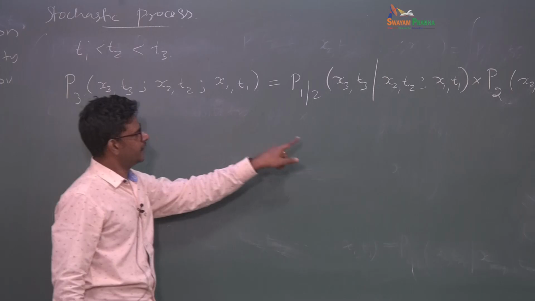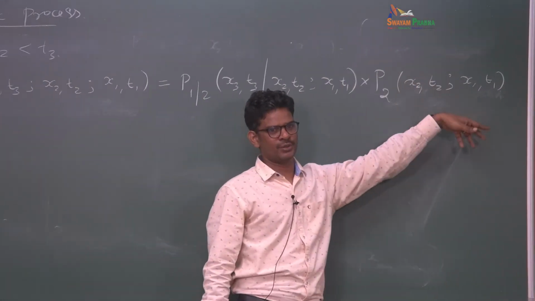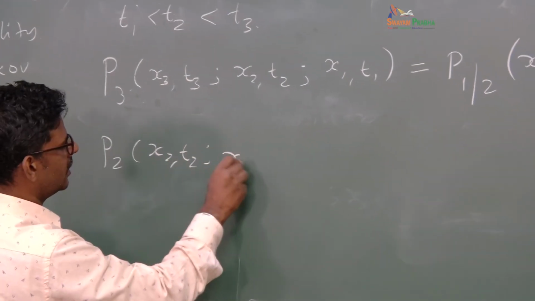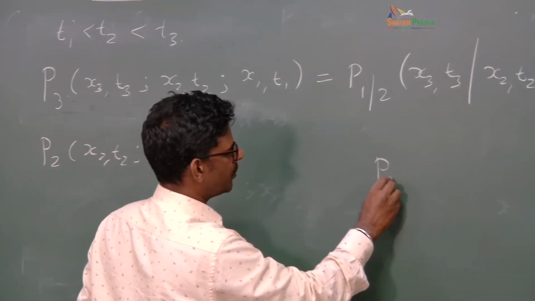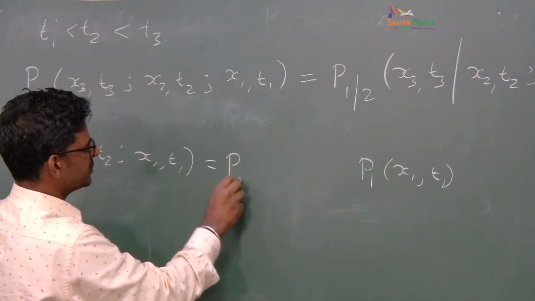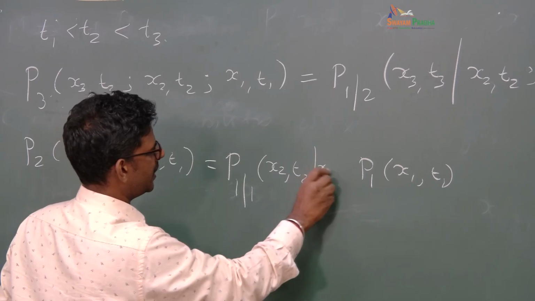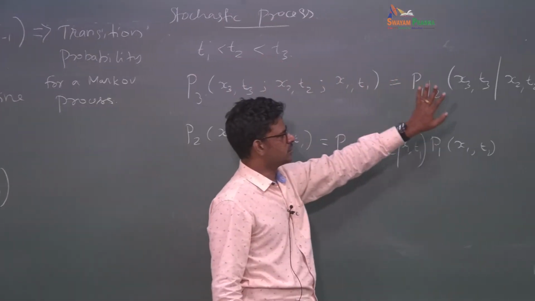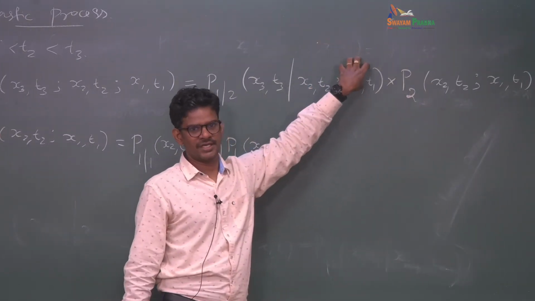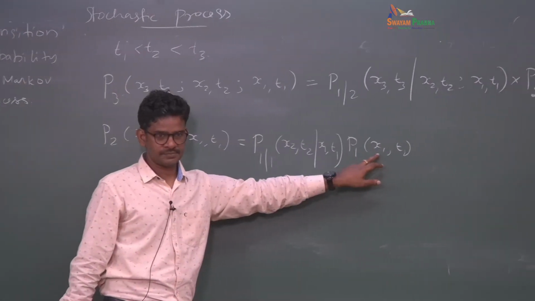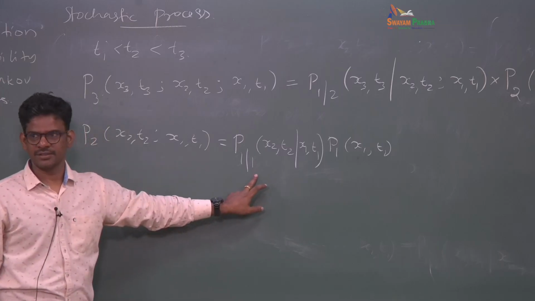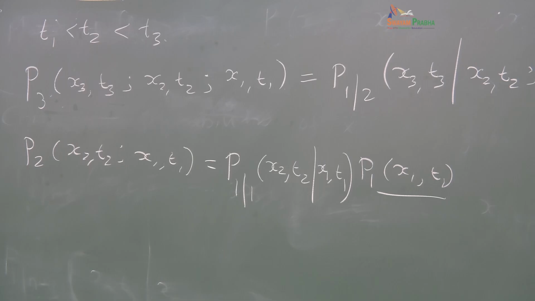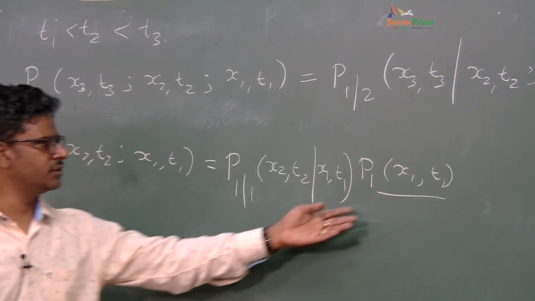Now, like I have split this, I can also split this, isn't it? I can also write this 2-point distribution as a 1-point distribution times a conditional probability. So, let me write P2 of x2, t2, x1, t1. I can also write this as the probability of a single point, P1 of x1, t1, times the transition probability conditioned at x1 and t1. So, what we are saying here is that a 3-point distribution is written in terms of a 2-point distribution and the corresponding conditional probability. Similarly, the 2-point can be written in terms of a 1-point distribution and the corresponding transition probability. I already mentioned that the single point is defined and the transition probability is also defined. So, that means we know exactly this. We have defined both the single point as well as the transition probability.